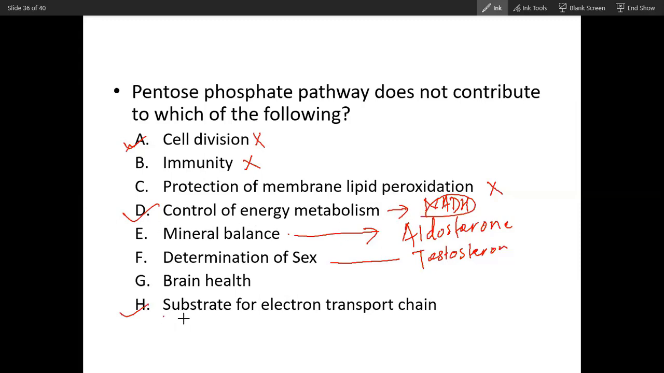So substrate, it is not generally a substrate for the electron transport chain. Okay, this is an easy answer, a clear answer. So NADH is required for electron transport. No.